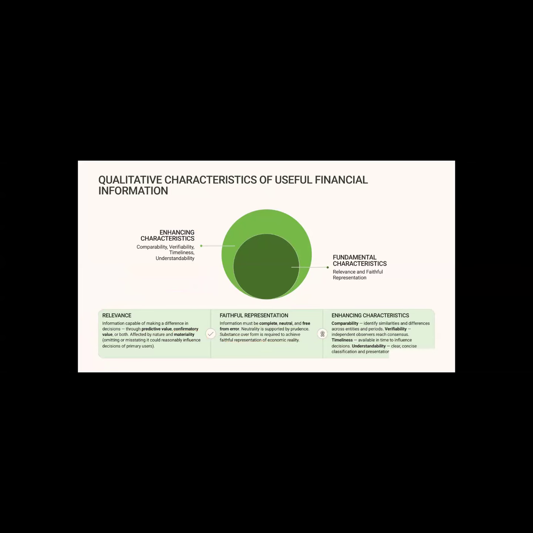Okay. So the next one is enhancing characteristics. Enhancing characteristics means under that we have four things: comparability, verifiability, timeliness, understandability. Comparability means what? The financial statement or information we are providing to the stakeholders should be comparable.